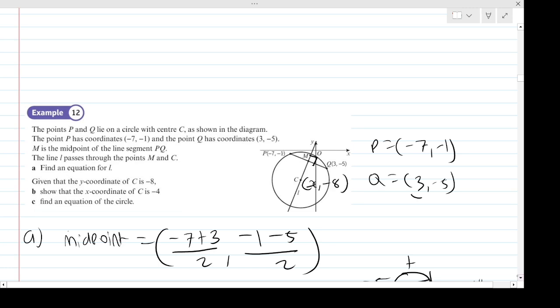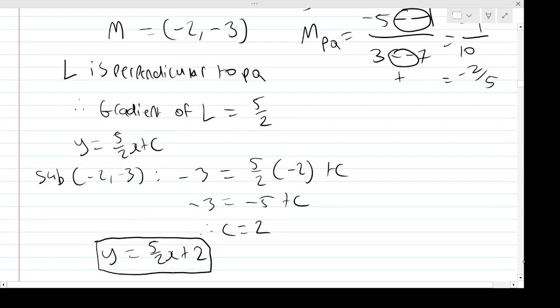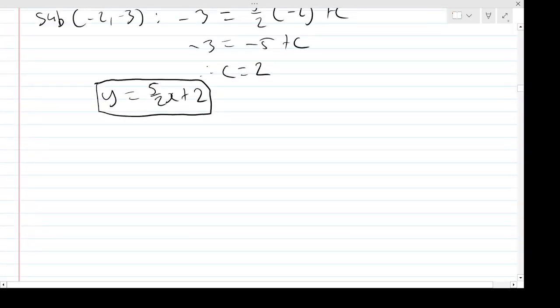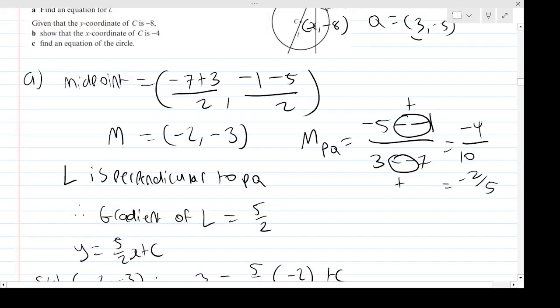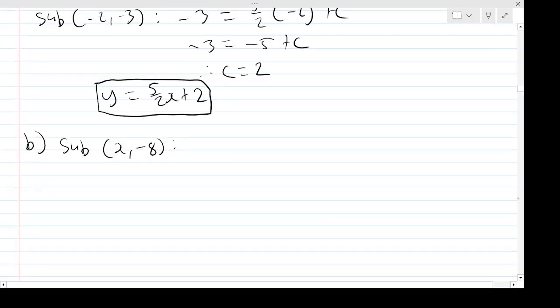Okay, but we already know the equation of the line now. Can't I then just substitute that point in to get the x? So what I'm going to do, because the centre lies on the bisector, is sub the point x, minus 8 into the equation we just worked out, because the centre lies on that line. And I should get minus 4 for x.